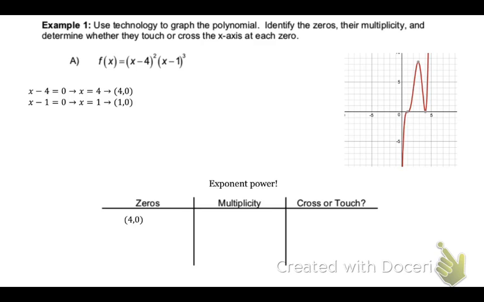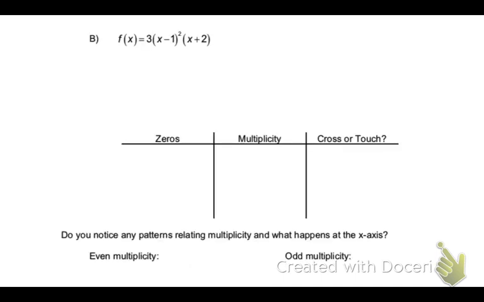So that first zero, 4, 0, has a multiplicity of 2, because it's always just the exponent power. So whatever the exponent power is, that's your multiplicity. So that's a multiplicity of 2. And then if we look up at our graph, that's where 4 is, and it touches right there. So that's just going to be a touch. Okay, then we have 1, 0. That has a multiplicity of 3. If we look at our graph, it crosses right there.